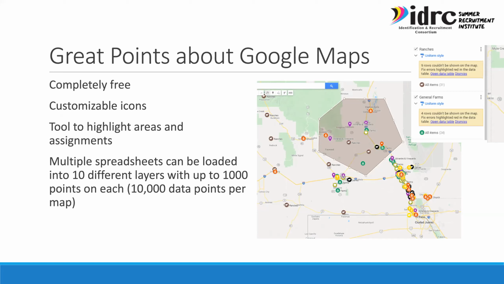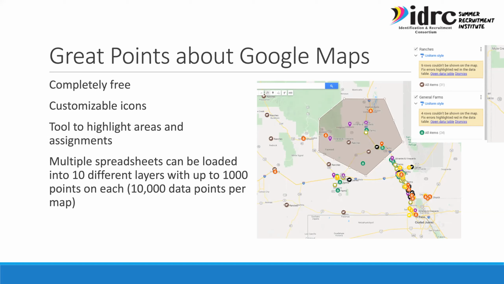So great things about Google Maps: they're 100% free, which I know most of us, that is great news. They have customizable icons. So you can go in, and if you have a goat farmer, add a goat. You can make your own icons for that. You can highlight areas. Let's say you wanted to assign recruiters different areas, and you could say, hey, this is your area, and you just highlight that.